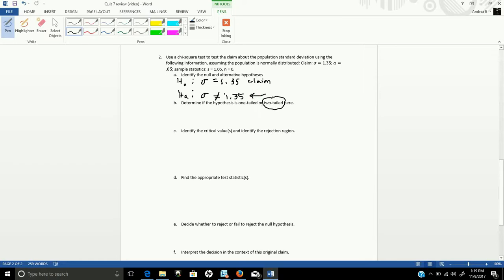And then remember, if it was less than, it would be left tail. If it was greater than, it'd be right tail. But it's always that alternative hypothesis you look at to determine what type of test it is.